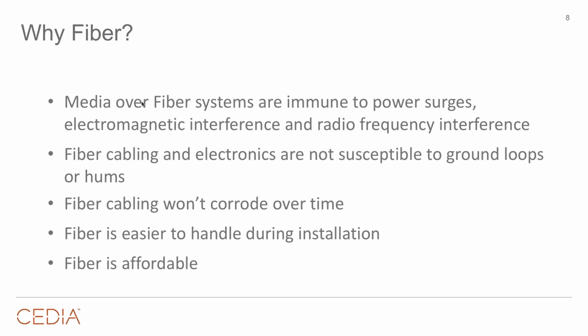Now, what that does mean is fiber optic cabling is completely immune to power surges, static electricity, lightning strikes. We don't see any effect from electromagnetic interference, so EM interference, RF interference. Fiber is immune to all of this.